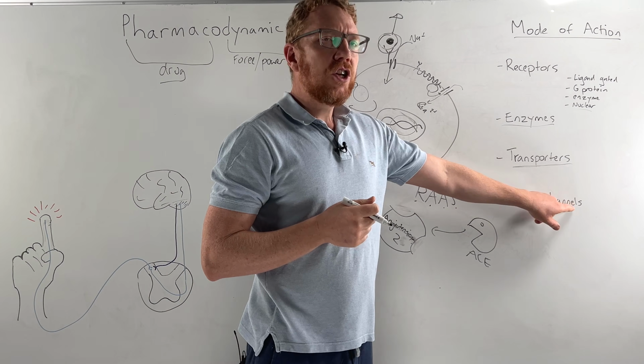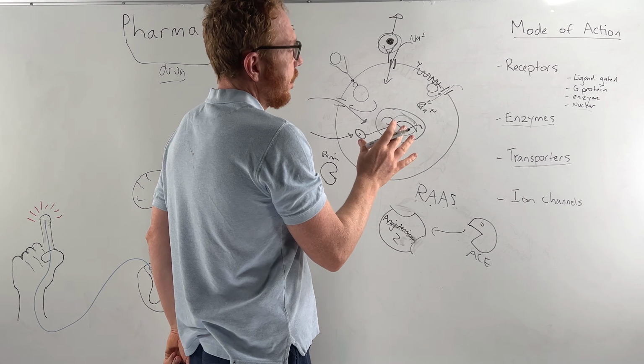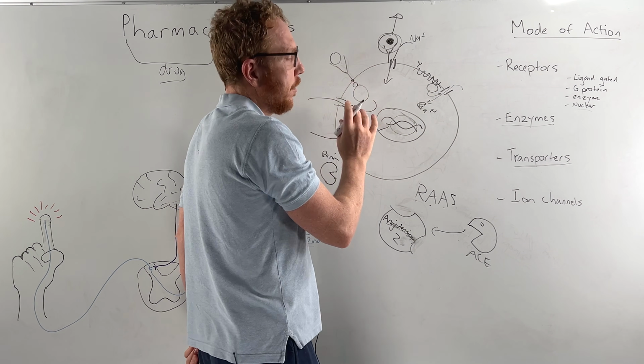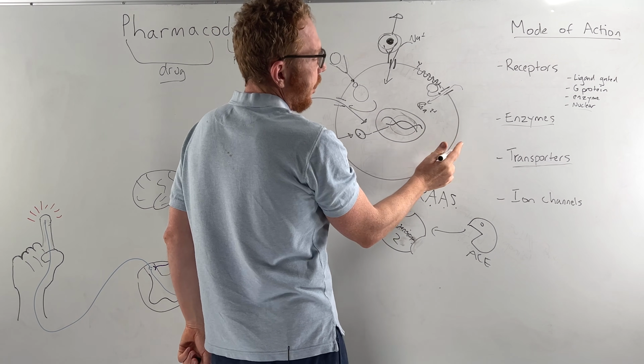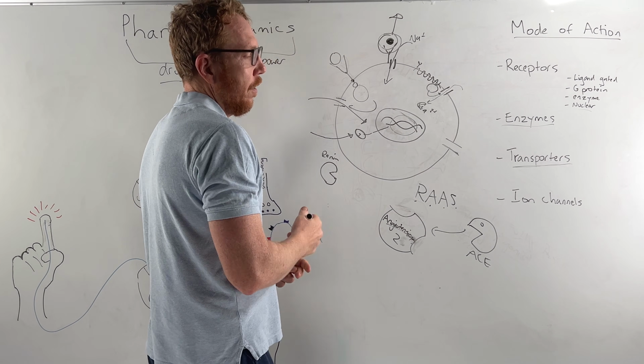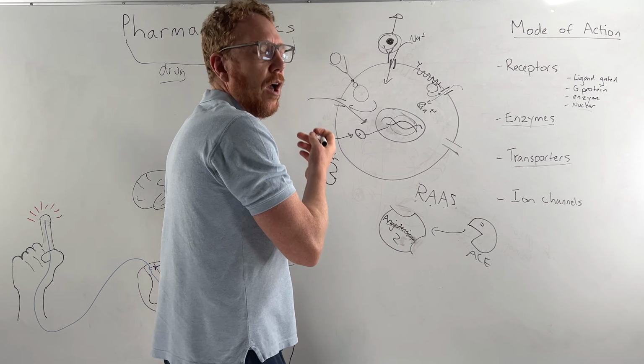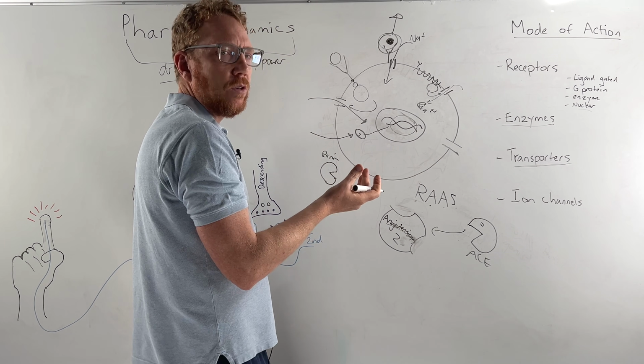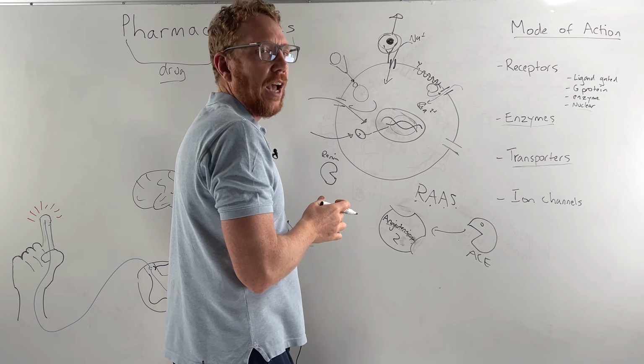Finally, ion channels are purely just channels on their own, not associated with a receptor. So in this case of the cell, you may just have an ion channel like a sodium channel, and this could be opened and closed by voltage. So this would be called a voltage-gated channel.